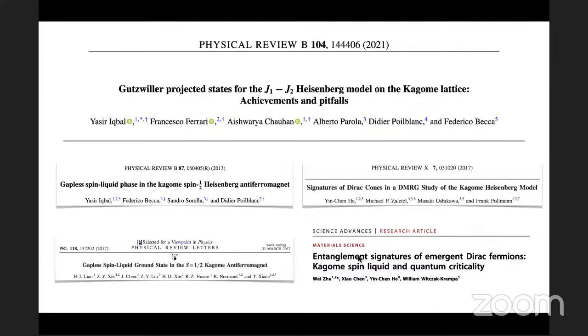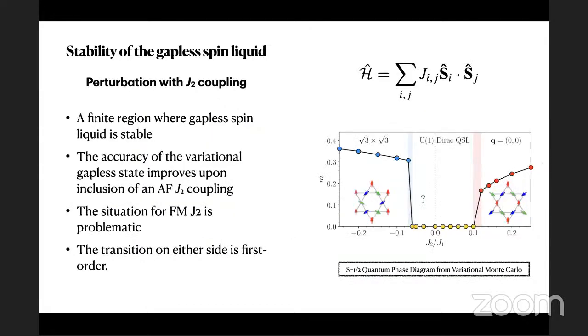This immediately triggers the question: how stable is this state under various perturbations, especially given that it's a gapless spin liquid with Dirac cones? The question of stability is a pretty delicate one, and this is what we set out to address in this paper, in particular under the perturbation of further neighbor Heisenberg couplings, the second nearest neighbor coupling J2. Let me first flash the results before I delve into the details.